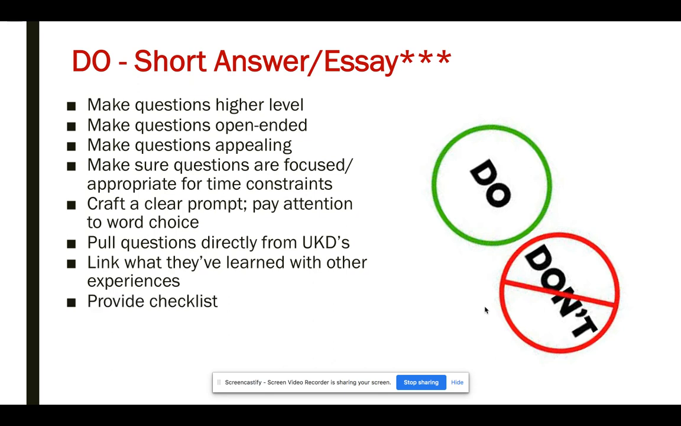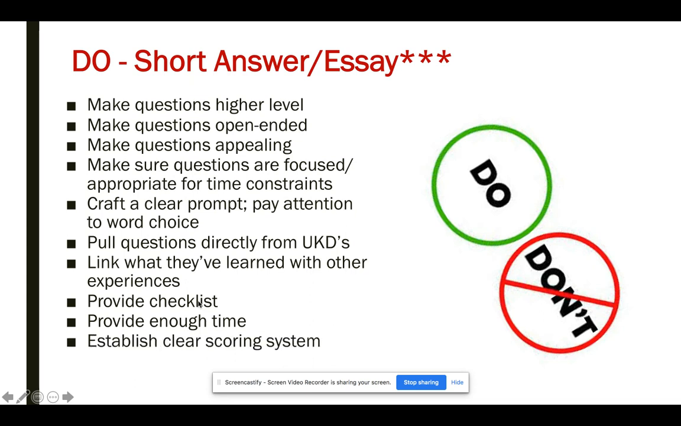You can provide a checklist. This is more for essay than for short answer. Make sure you provide enough time. Establish a clear scoring system, and I'll show you more about that in a minute. And then grade on a scaled rubric to look for trends. Especially with an essay question, you can have a single point rubric, a criterion checklist, so that you can see how kids do on it and what they're missing and what they're getting right.